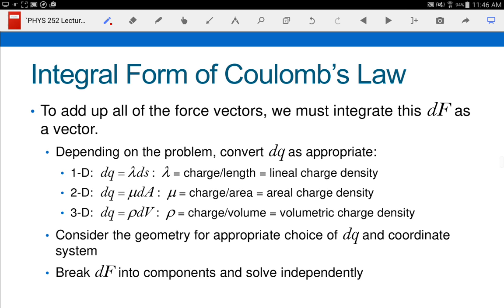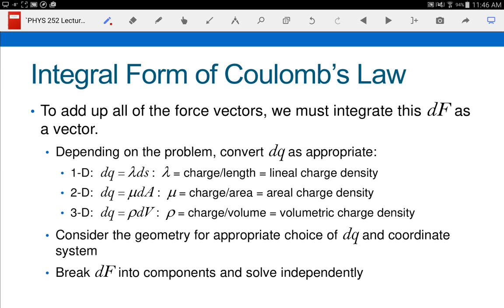Let's look at how we can do this. Oh, one more step. The dqs. We could have a one-dimensional problem, a two-dimensional problem, or a three-dimensional problem. For today, I'm only going to focus on the one-dimensional case, where I have charge spread out over a line. That line doesn't have to be a straight line. It can be a curved line. My first example is going to be charge spread out over a circle.